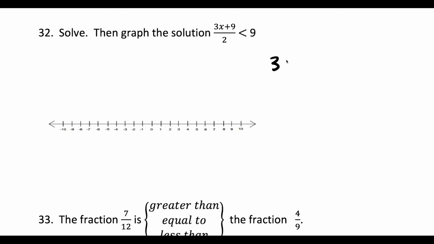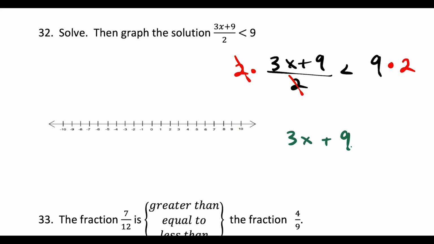So question 32, we have this inequality, which has a fraction on the left side that is less than 9 on the right side. And what I like to do for these is get rid of the denominator, and we're multiplying both sides by 2 to do that, because when we multiply by this denominator, it's going to cancel out like this. 2 over 2 cancels. And now we have 3x plus 9 is less than 18. And as I mentioned before, you only have to be careful when you multiply or divide by a negative.